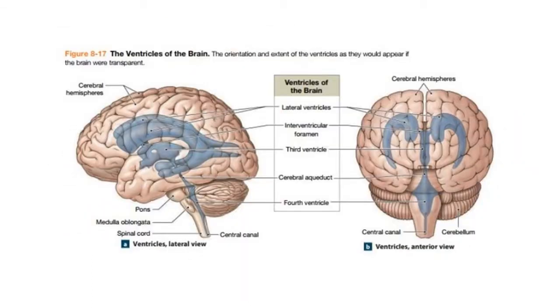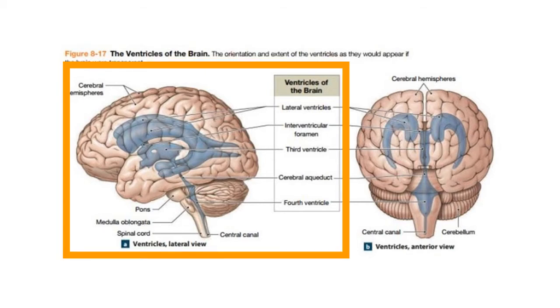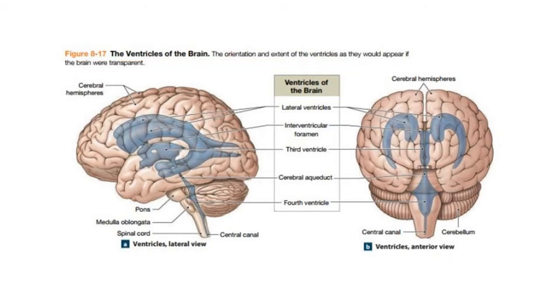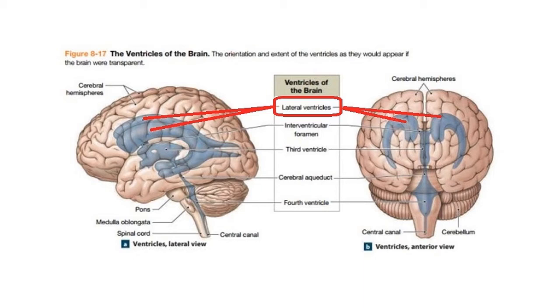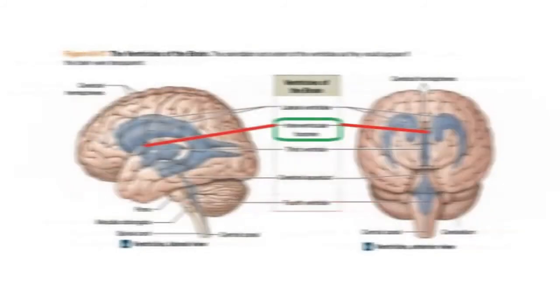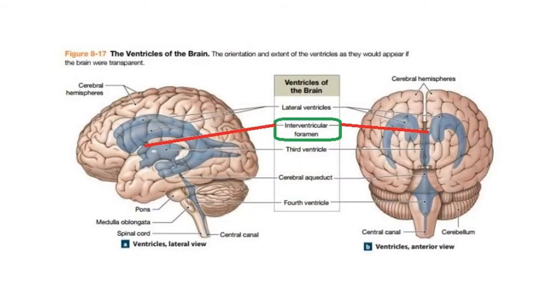As you can see in this diagram, there are 2 views. Section A shows you the lateral view and section B shows you the anterior view. Let's see the lateral view first. You can see the 2 side-by-side lateral ventricles, and below the lateral ventricle is the third ventricle. Below the third ventricle is the fourth ventricle. The lateral ventricles are connected to each other by the interventricular foramen. The third ventricle is connected to the fourth ventricle by the cerebral aqueduct.